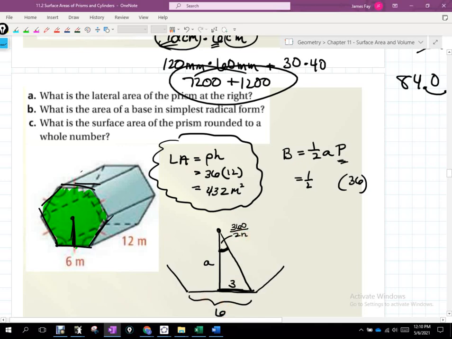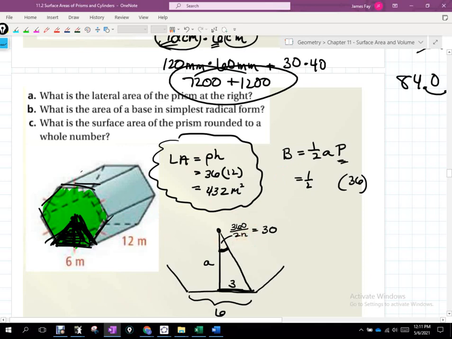360 divided by 2n. Because n is the number of sides, but it's also the number of vertices, it's the number of those triangles that can be fit into that hexagon, right? So if I take 360 and divide it by n, that gives me that vertex angle, that black triangle, to be 60, but I only want half of that, so cut that 60 in half again, and it's going to give me 30, right? Yes, so that's why I said 2n here.